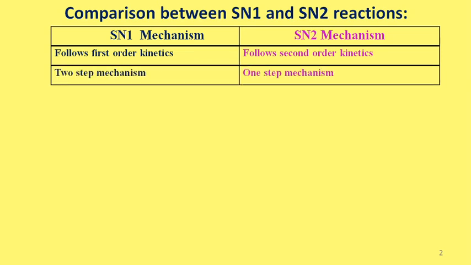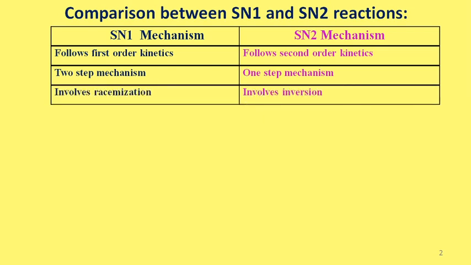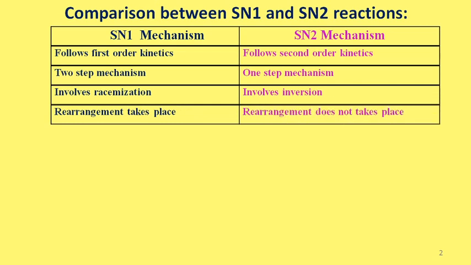The SN1 mechanism is a two-step mechanism, while the SN2 mechanism is a one-step mechanism. The SN1 mechanism involves racemization, while the SN2 mechanism involves inversion of configuration. In the SN1 mechanism, rearrangement takes place, while in the SN2 mechanism, rearrangement does not take place.